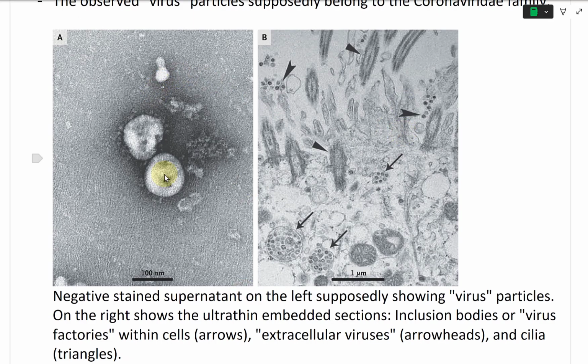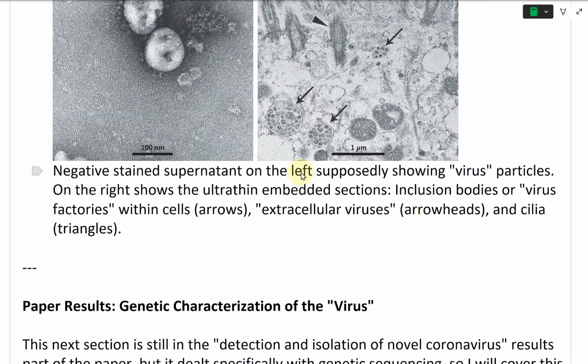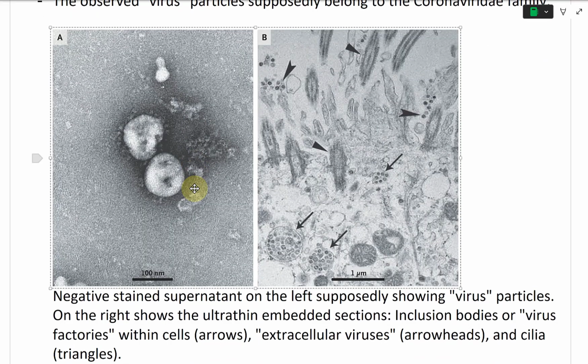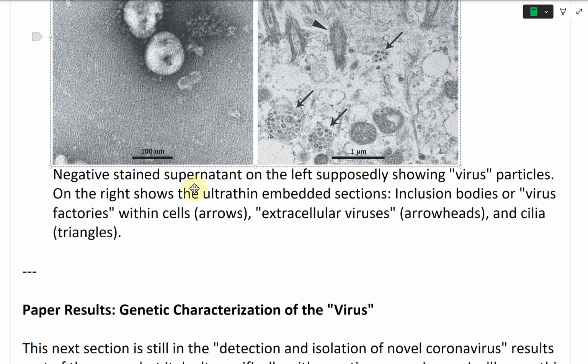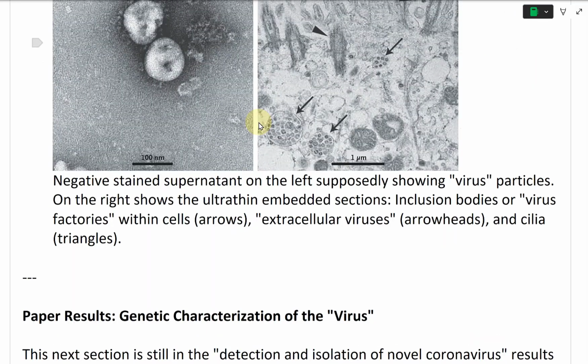So here's the 2 images. Negative stained supernatant on the left, supposedly showing "virus" particles, and on the right shows the ultrathin embedded sections. Inclusion bodies or "virus factories" within cells. That's the arrows. There's extracellular viruses, arrowheads, and there's cilia, the triangles right here. All right. So this is the supposed evidence of a new virus that's supposedly infecting the world, and to me, this is not evidence.